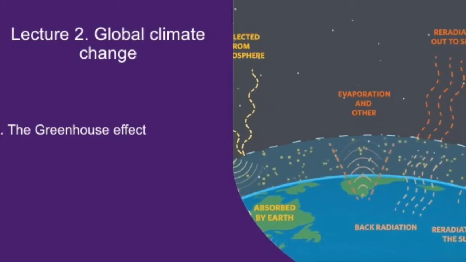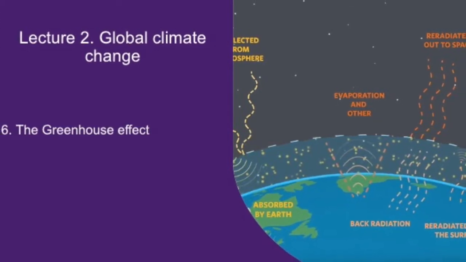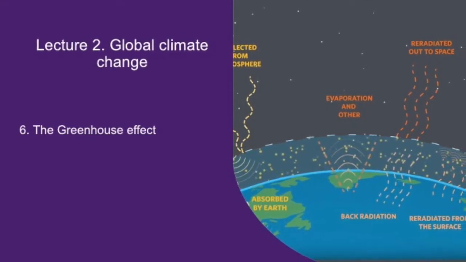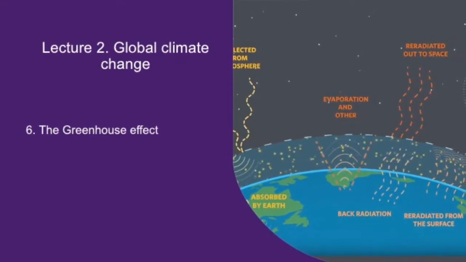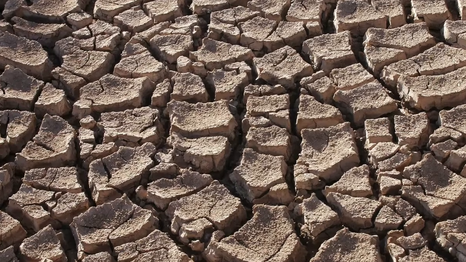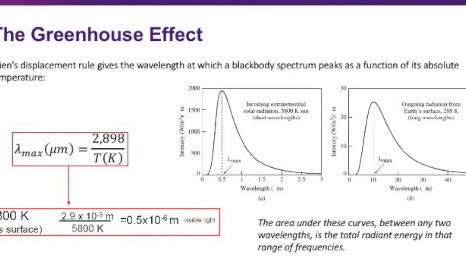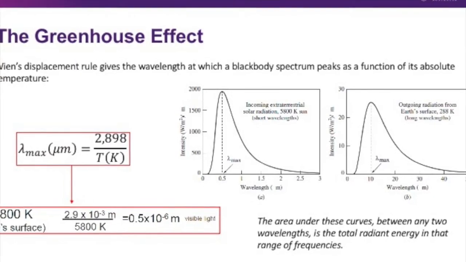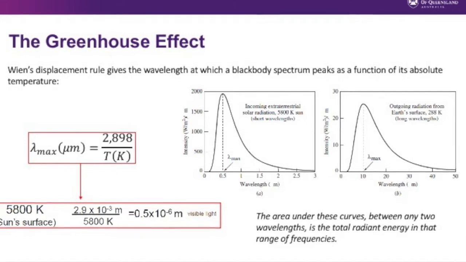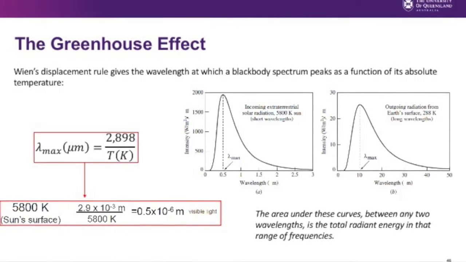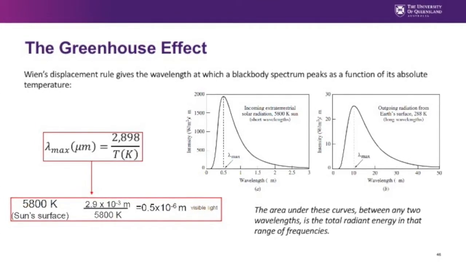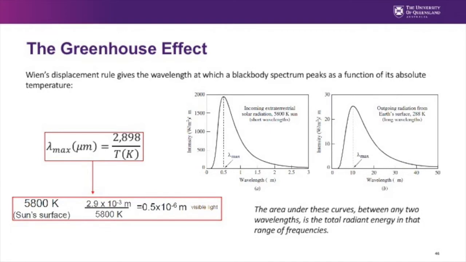We're going to start discussing now the greenhouse effect. And to start, we're going to start thinking about objects and the materials in the Earth that actually have a specific temperature, and this is linked to the peak wavelength of radiation. So Wien's displacement rule gives the wavelength at which a blackbody spectrum peaks as a function of its absolute temperature. So this equation is going to help us to know when objects have the maximum of radiation, right? At which wavelength?